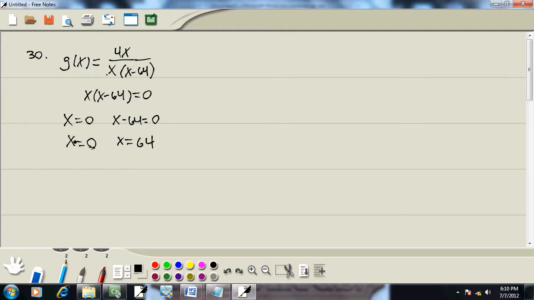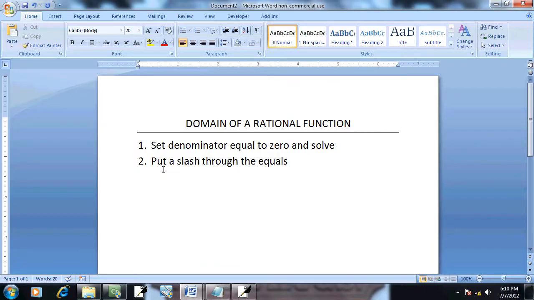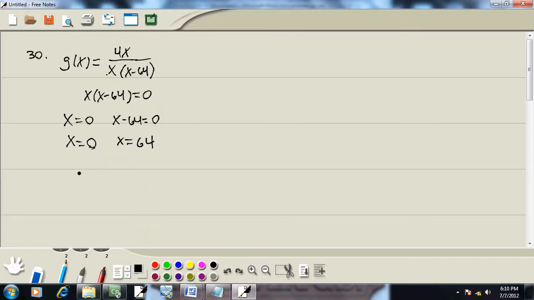Now these are the values that cause me problems. If I put these back up in my original function, if I put 0 here, for example, I'd have 0 times something, which gives you 0. If I put 64 in there, 64 minus 64 is 0, and 0 times something is 0. And we can't have a 0 in the denominator. So these are the values we cannot have. That's why step 2 says put a slash through the equals. So x cannot equal 0, and x cannot equal 64.